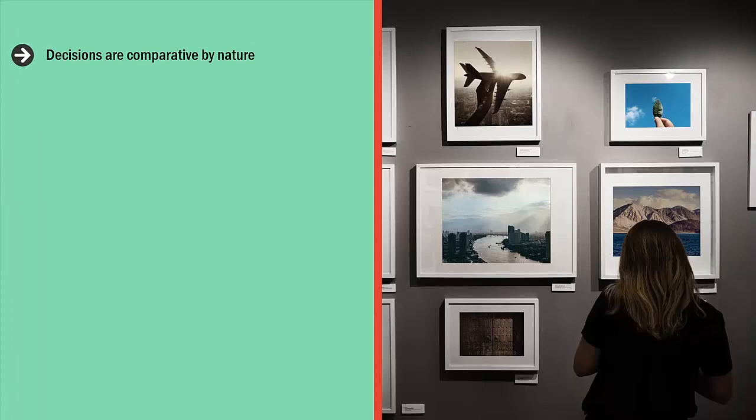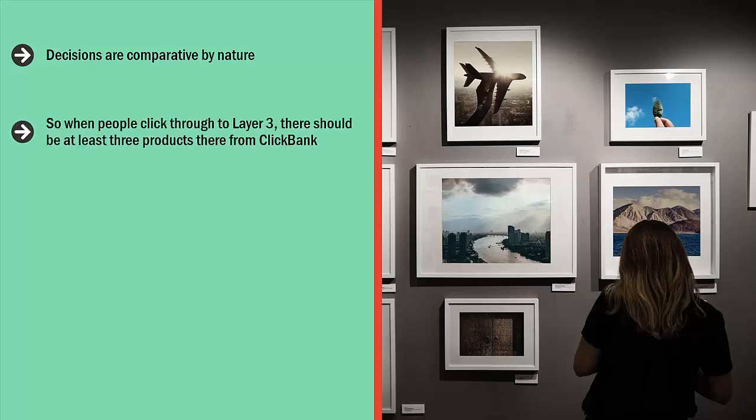Decisions are comparative by nature. We're always asking ourselves, compared to what? So give them that comparison. This is how you sell. So when people click through to layer 3, there should be at least 3 products there from Clickbank. You break them down based on features, and then you make notations regarding how likely this specific option is going to help them solve their problem. Then you do the same for the other products.